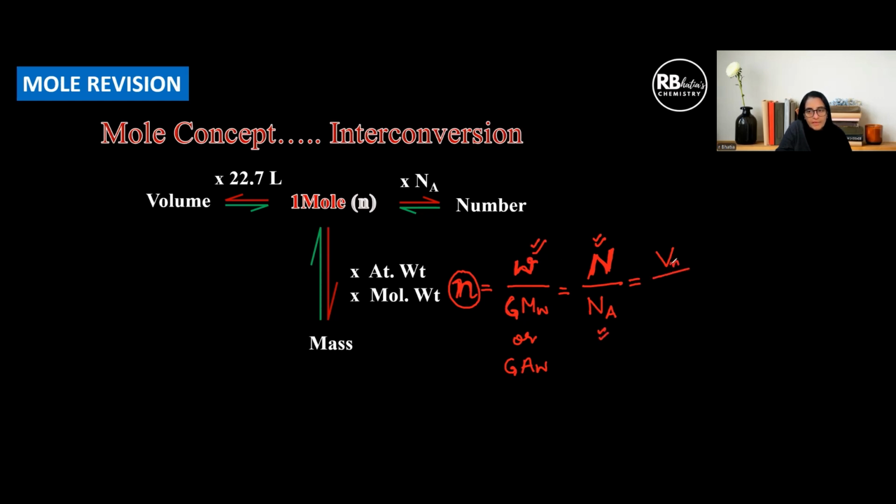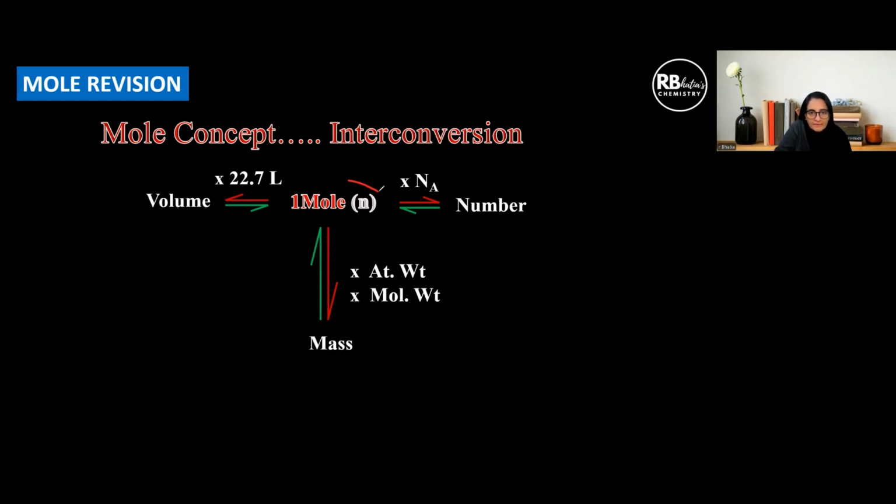And if volume in ml is given, you divide it by 22700 ml. This is the value of molar volume at the new STP, which is 1 bar and 273 Kelvin. And in case volume was given in liter, then you will divide it with 22.7 liter. Right? So I've made a flow chart here. This suggests 1 mole you need to convert.